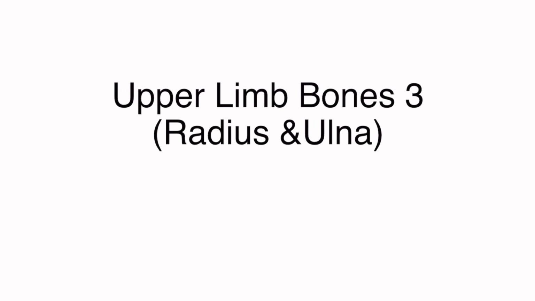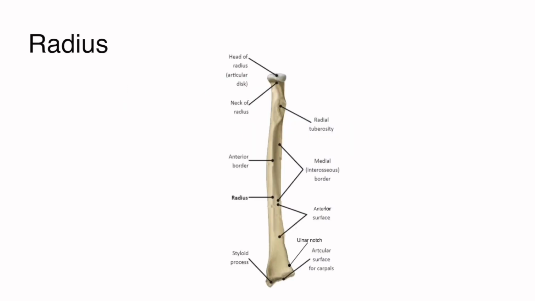Let's get started with radius. Radius is a long bone located on the lateral or thumb side of the forearm. It works alongside the ulna to allow movements such as the supination and pronation of the forearm. Let's look at the anatomical structures.